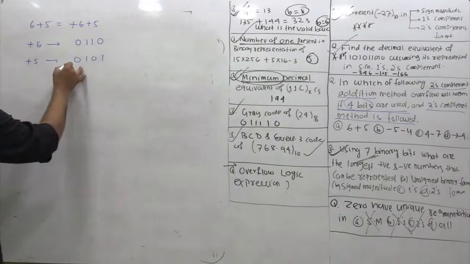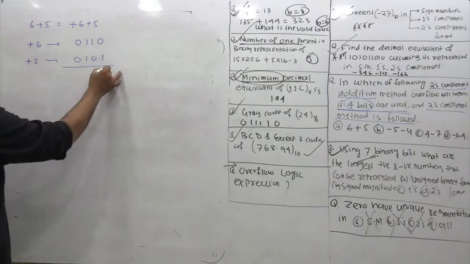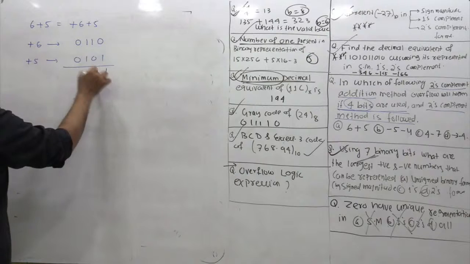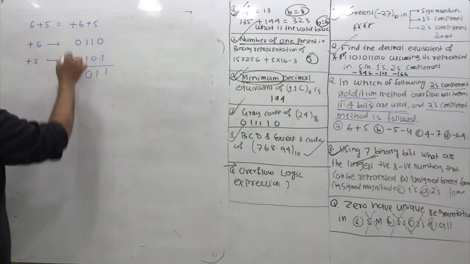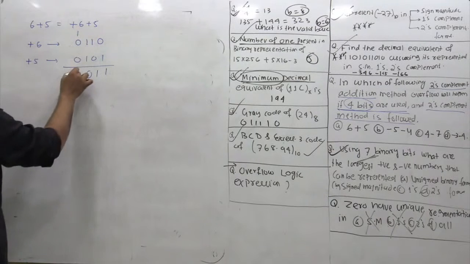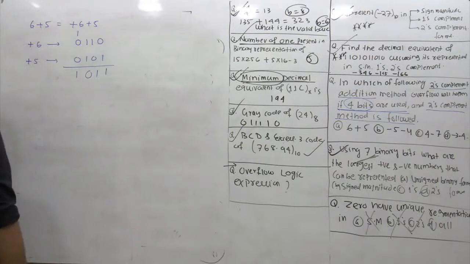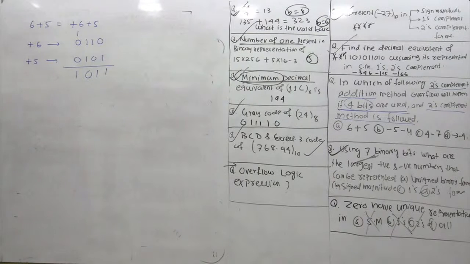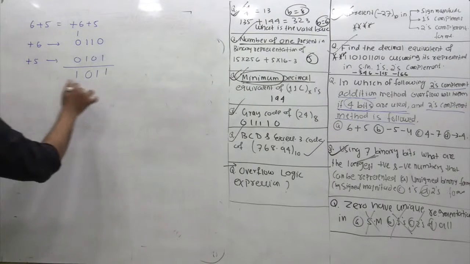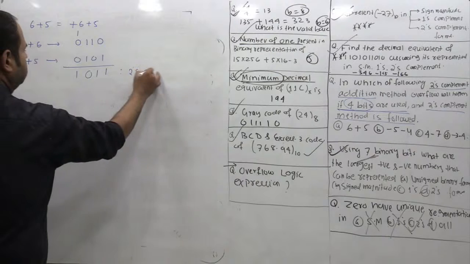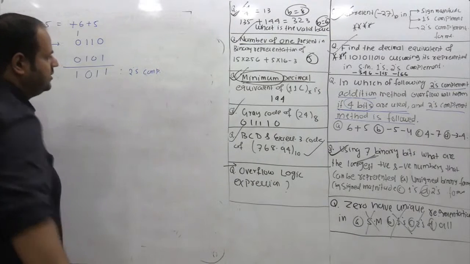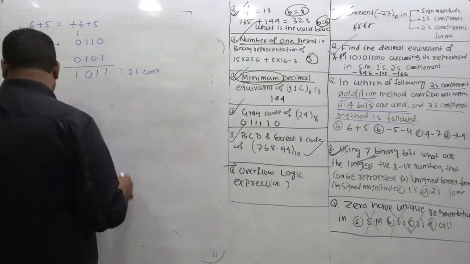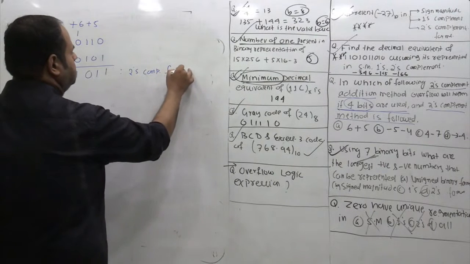Now, if I add it, what is the answer I will get? I'll get 1 here, 1 here, 1, 1, 0, carry is 1, okay. So I'm getting 1, 0, 1, 1. So, this is the answer I'm getting. I have added 6 plus 5 and I'm getting this answer. But this answer is in 2's complement form. If you have learned the addition using 2's complement formats, this is in 2's complement form.